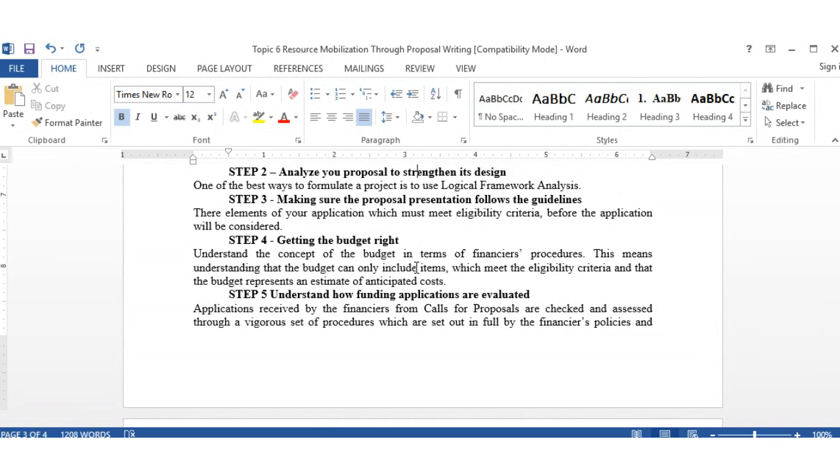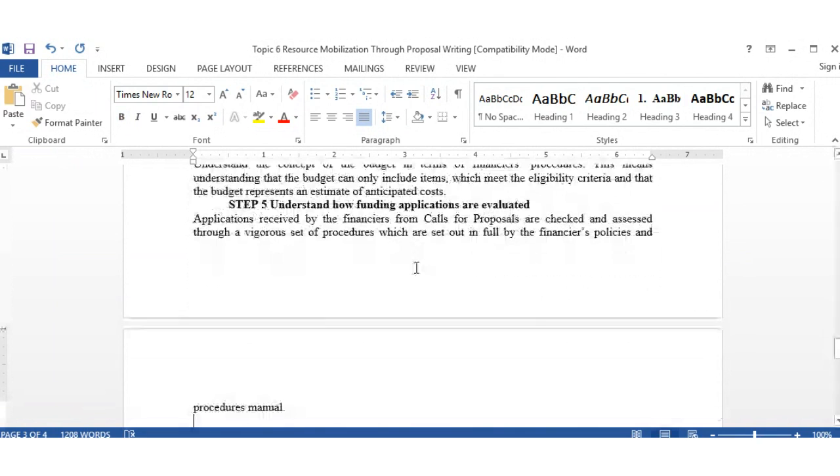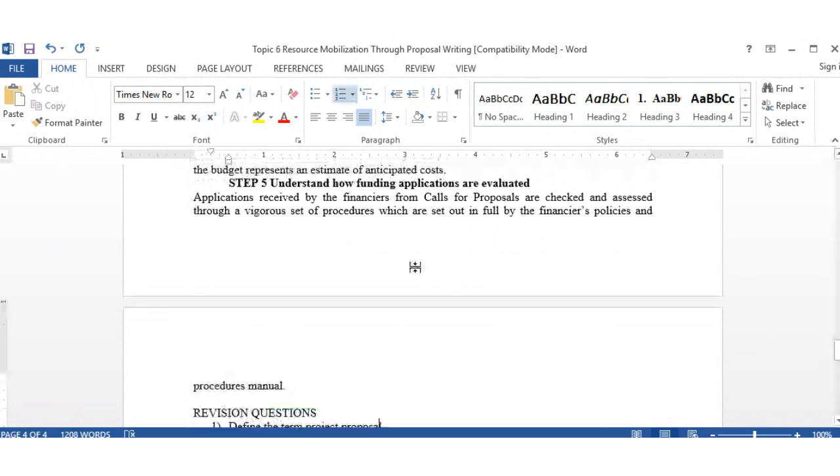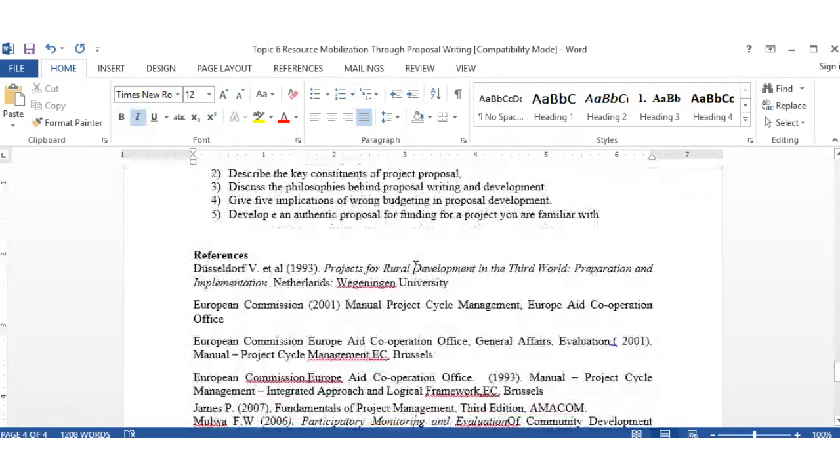Then number 5, understand how funding applications are evaluated. That's why I've posted that video, just to see. You can also go online and check, what do donors look for? I want to make it as easy as that.